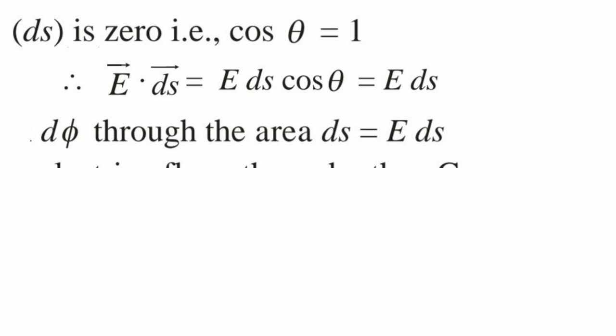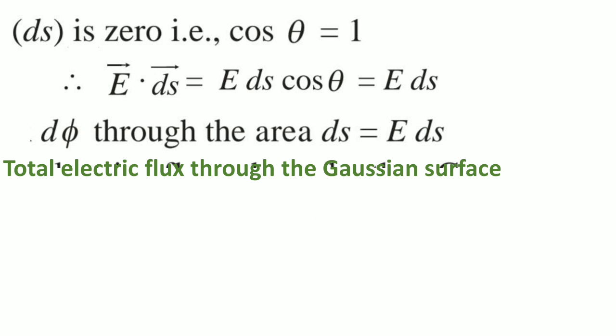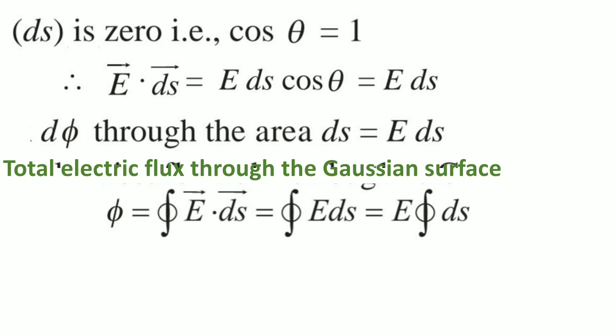Now dφ, ds is the small area, so dφ will be the small flux and it is equal to E ds. Thus the total flux through the Gaussian surface will be φ, and according to Gauss's law, this φ is nothing but the closed integral of vector E dot vector ds. As we have just obtained, vector E dot vector ds is nothing but E ds, so we will put this value. E, the electric field intensity, is common throughout the surface, so it will be taken out of the integral sign.